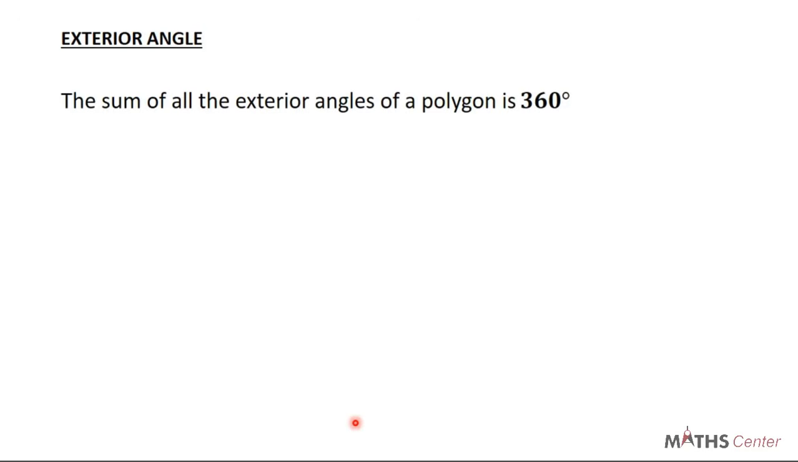Let's move on to the exterior angle. The sum of all the exterior angles of a polygon is 360 degrees. So it doesn't matter which type of polygon. The sum of the exterior angles of all polygons is 360 degrees. So if it's a heptagon, a hexagon, a nonagon, a pentagon, it doesn't matter. If you sum all the exterior angles, you are going to get 360 degrees.